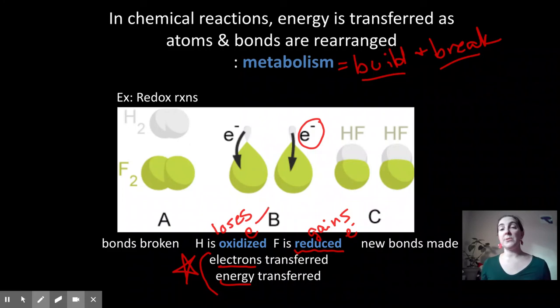When we talk about redox reactions, we're really just talking about transferring electrons from certain atoms or molecules to others. But as we transfer those electrons, we are also transferring energy. And like I said, you will see that in both cellular respiration and photosynthesis. This is the main way that energy moves through those chemical reactions.